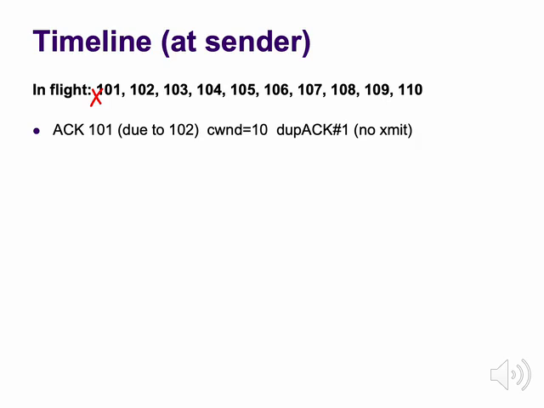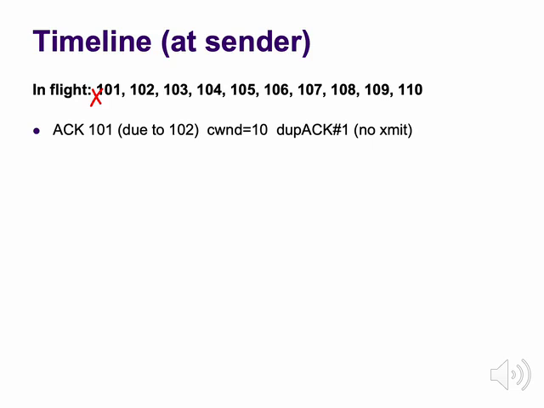So here's the first step. The sender is going to receive an acknowledgement that says ACK 101. It received this acknowledgement because at the receiver, packet 102 made it through. And remember, the receiver always does cumulative ACKs and says what the next expected packet is. And so the receiver sent an ACK 101 to the sender. In parentheses here, I'm saying due to 102 so that you realize that the sender is receiving this ACK from the receiver corresponding to packet 102 making it through. So at this point in time, the sender has received ACK 101, which was because of data packet 102.